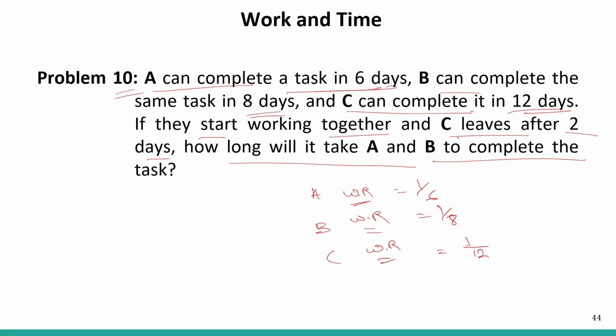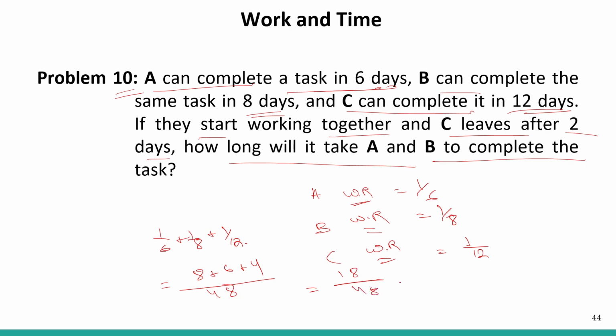So if they start working together and C leaves after 2 days, okay, let's say they start working together. So 1 by 6 plus 1 by 8 plus 1 by 12, right? So this is equal to, looking at 6, 8, 12, 48 becomes the LCM. So this will be what? 8 plus 6 plus 4 is equal to 14 plus 4 is equal to 18.